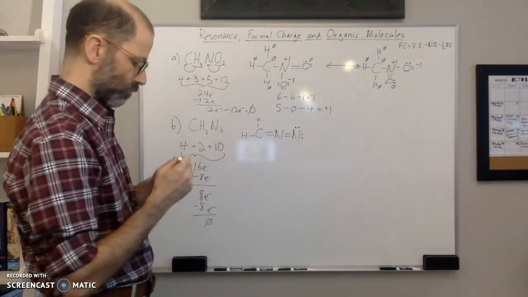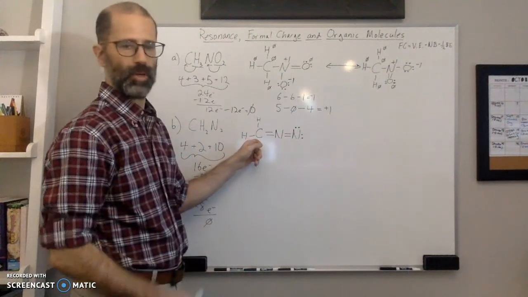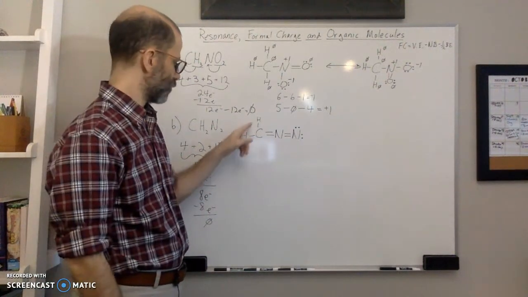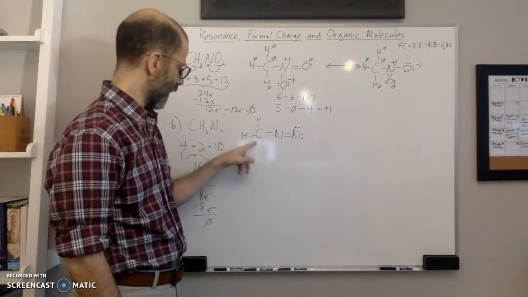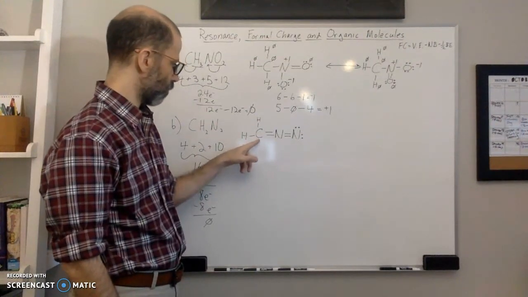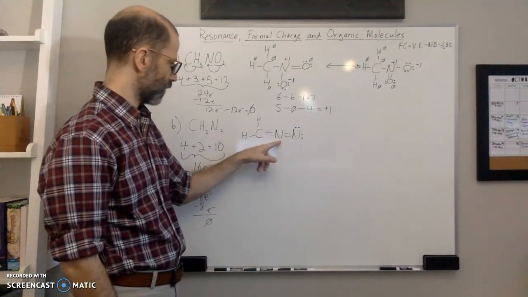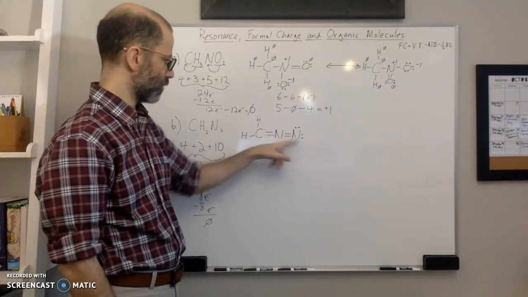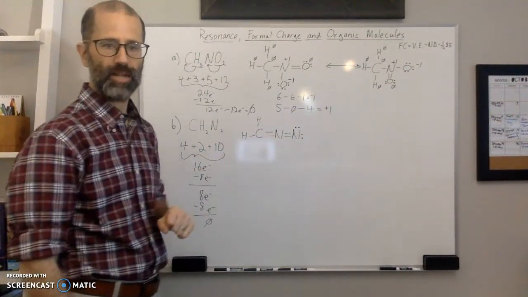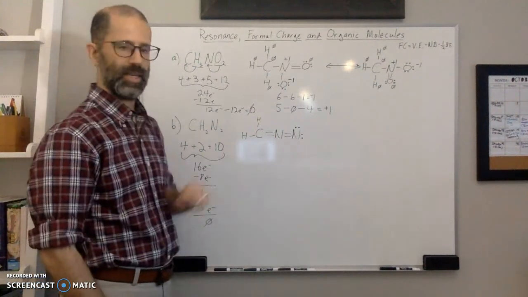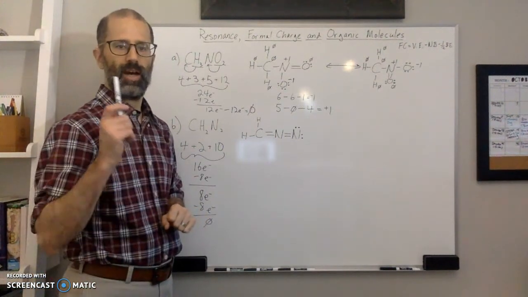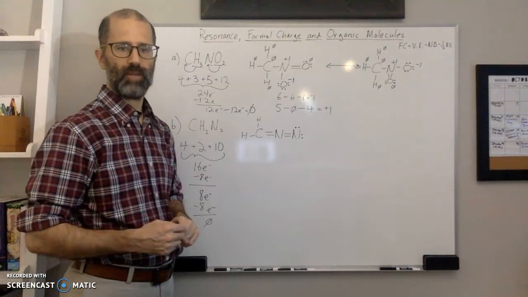And so now if we check, everyone's happy with an octet, hydrogen's happy with a duet. We have 8 electrons here, 4 bonds. We have 4 bonds here with 8 electrons, 2 bonds, 2 lone pairs, 8. So this is a good Lewis dot structure. But is it the only Lewis dot structure? In the next video, we'll cover that.